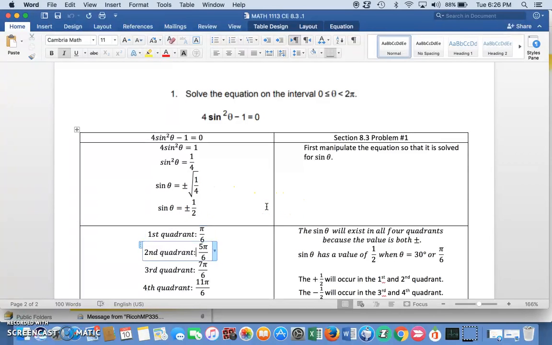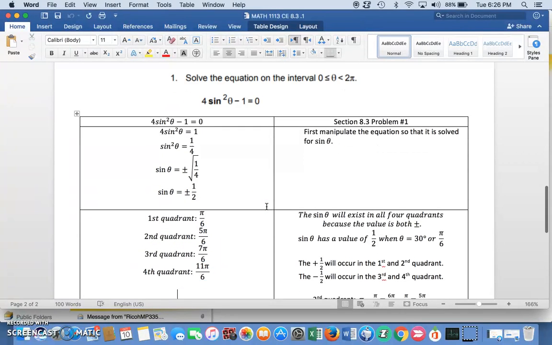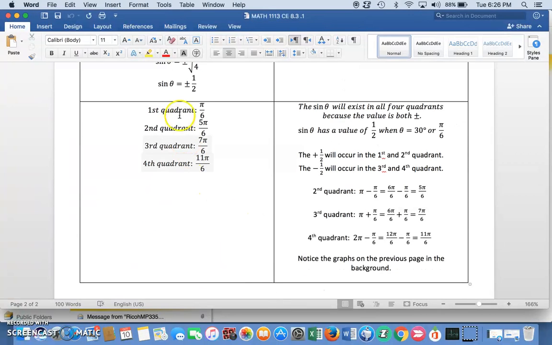When is sine 1/2? Sine is 1/2 at 30 degrees or pi over 6. So in the first quadrant, it's pi over 6. Second, 5 pi over 6. Third, 7 pi over 6. And fourth, 11 pi over 6. And this is the background. 1/2 is 30 or pi over 6. The plus 1/2 will occur in the first and second, the negative in the third and the fourth.